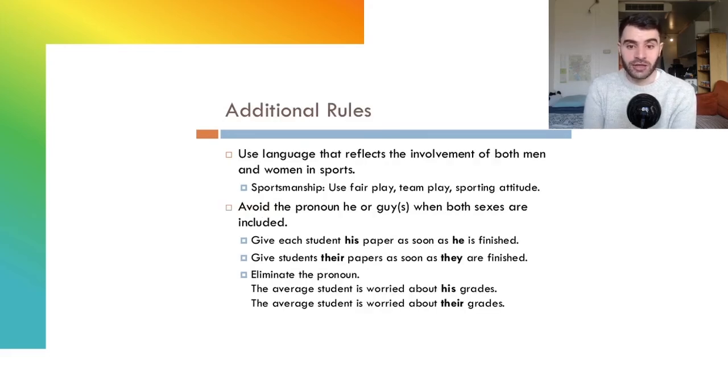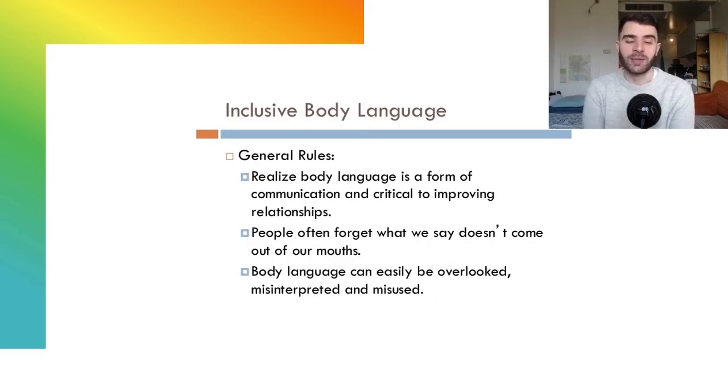Additional rules. Use language that reflects the involvement of both men and women in sports. For example, instead of saying sportsmanship, you can use fair play, team play, sporting attitude. Avoid the pronouns he or guys when both sexes are included. I'm guilty of that myself, and I know many people who do that. What we can do is eliminate the pronouns. So instead of saying that the average student is worried about his grade, we can say the average student is worried about their grades.